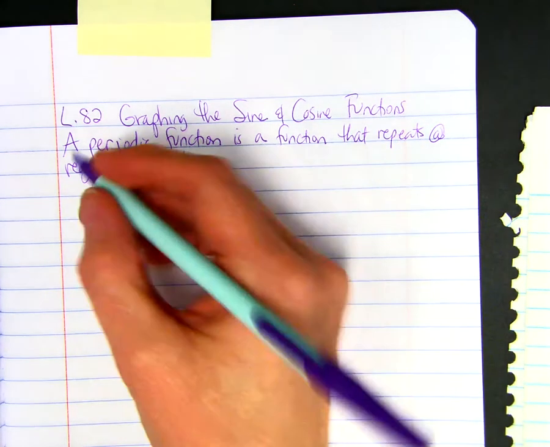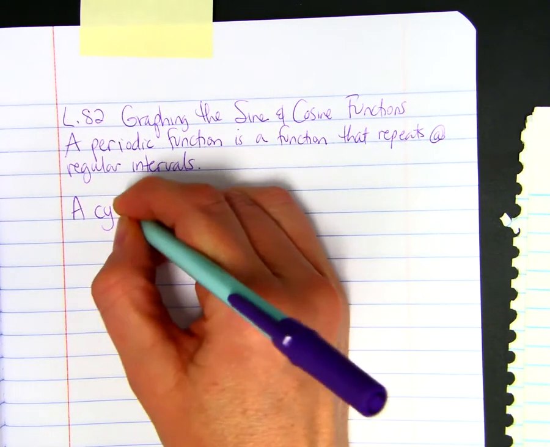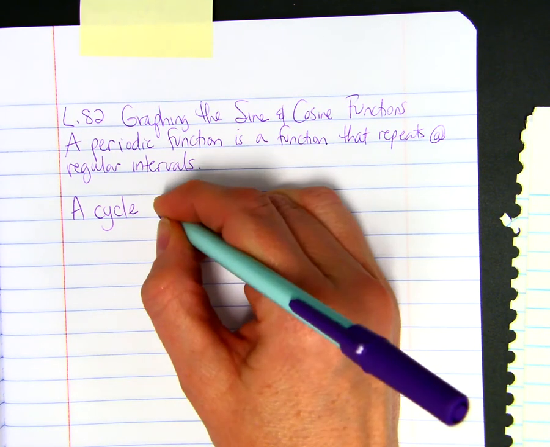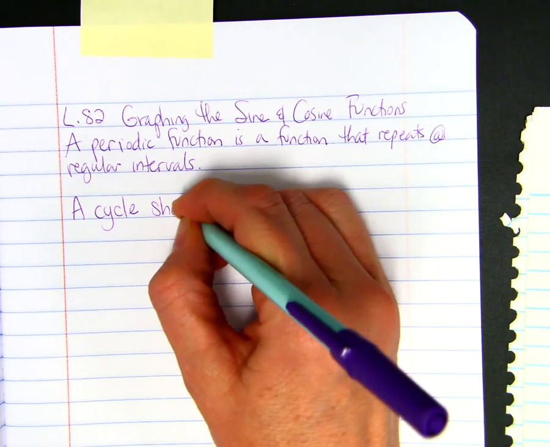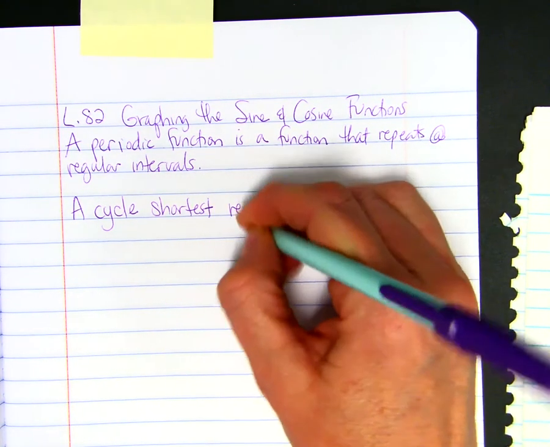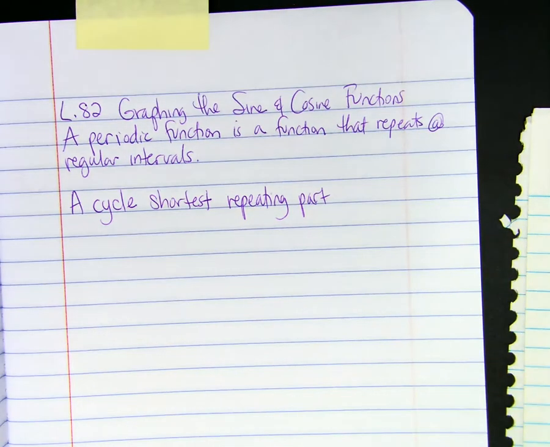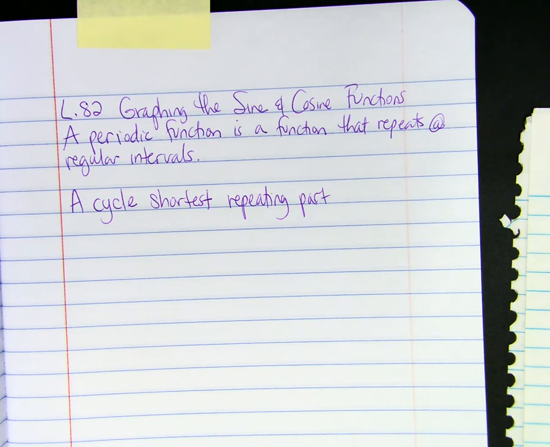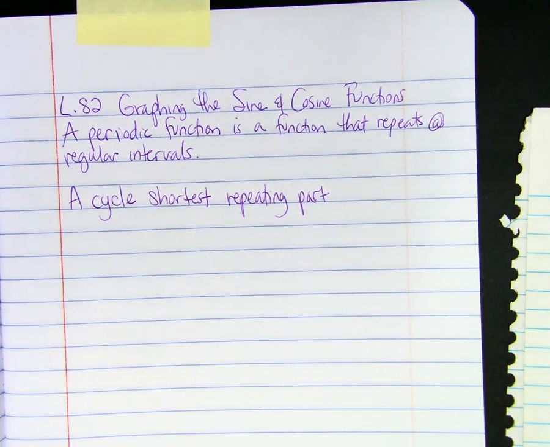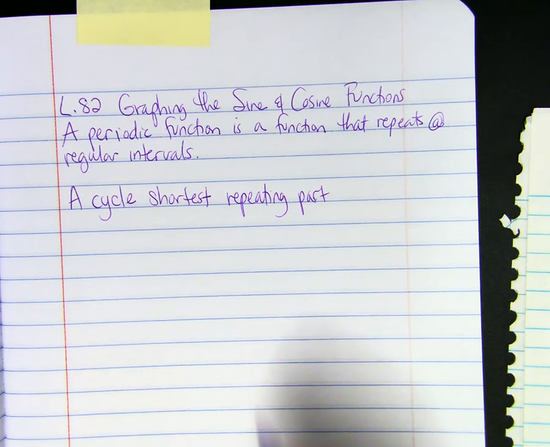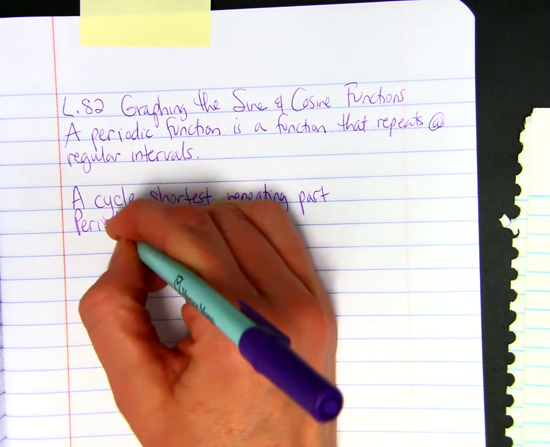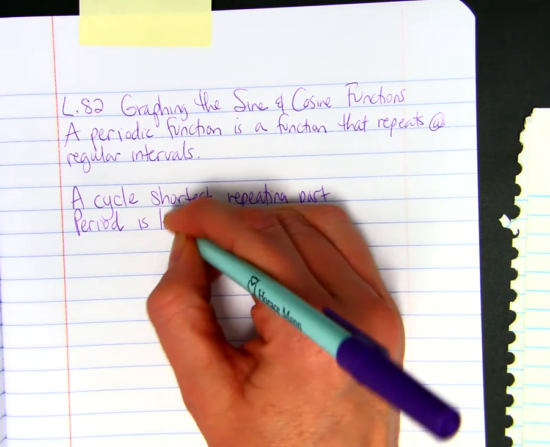So a cycle of a periodic function is the shortest repeating part. It kind of reminds me of when you have a repeating decimal, you want to put the very first part that repeats, and that's what you put the vinculum over. You don't write a whole bunch. Anyway, the shortest part that repeats is called the cycle. And the period is the length of the cycle.